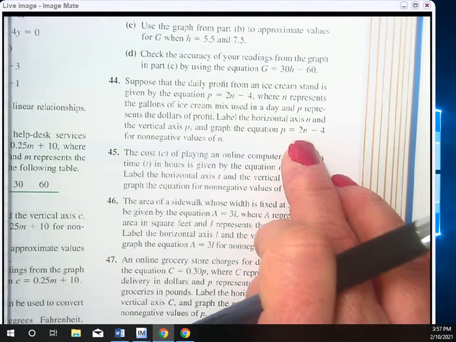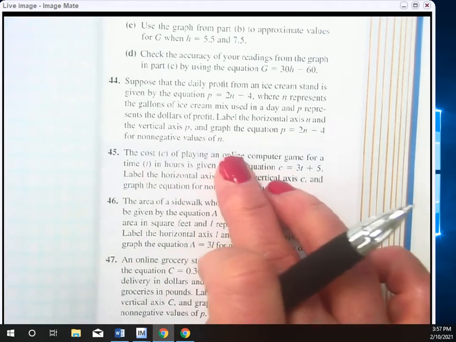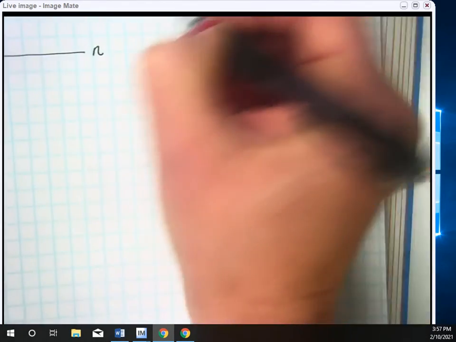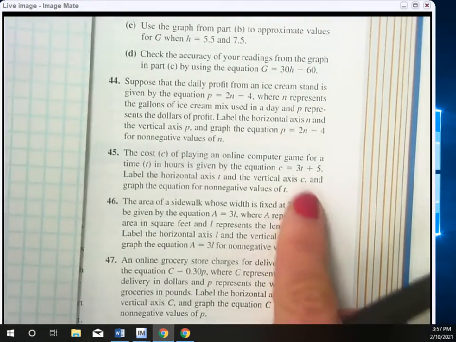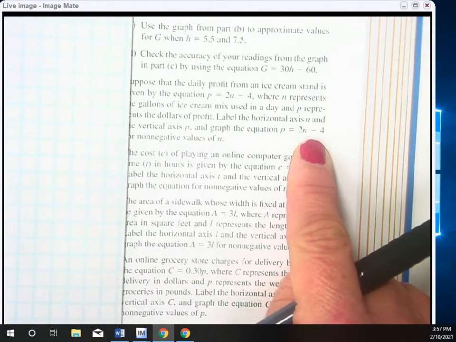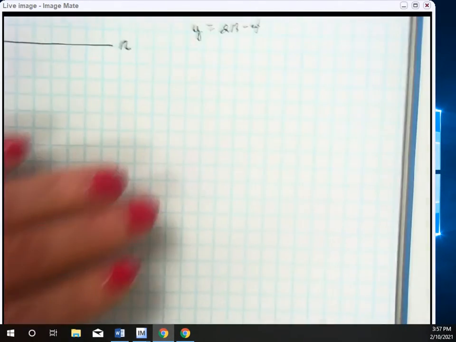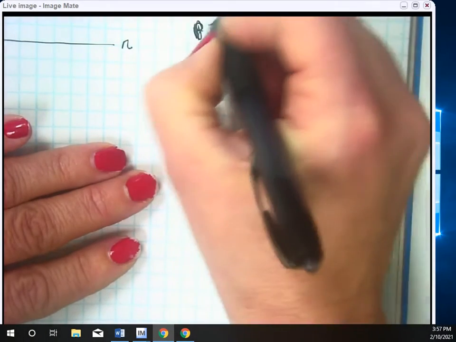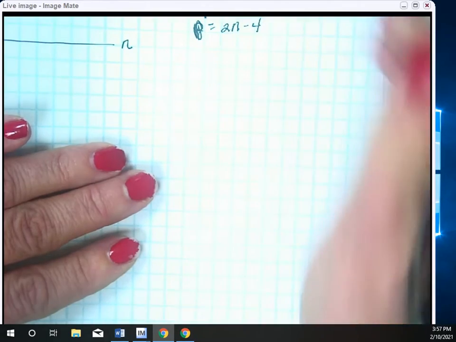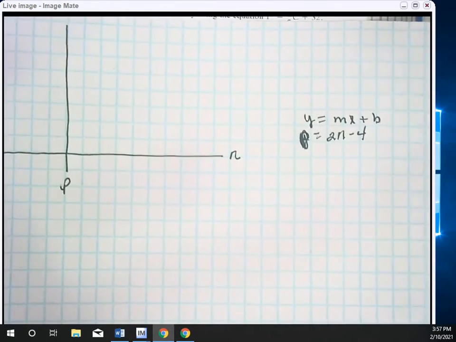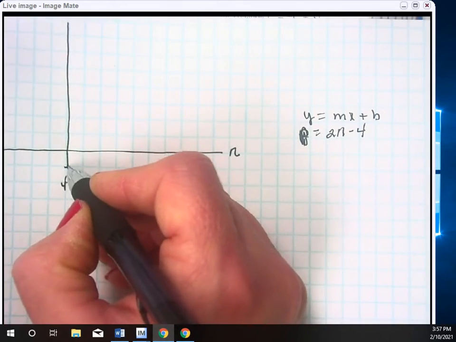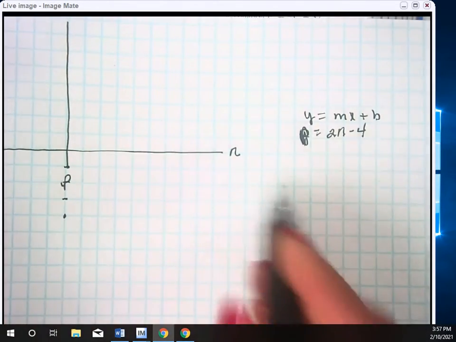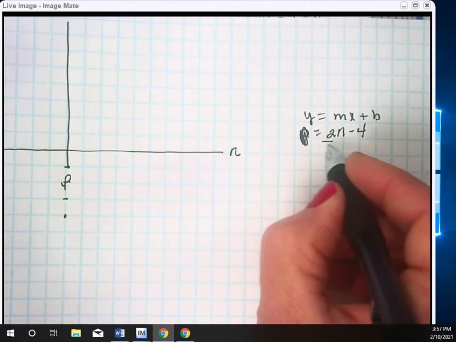Graph the equation P equals 2n minus 4 for non-negative values of n. In the case of 2n minus 4, we notice that we have one variable on a side by itself. It looks like y equals mx plus b. And you can't see any of what I'm writing. I am so sorry. Our y-intercept says, hey, start at -4, 1, 2, 3, 4, and do what the slope says. The slope is 2 over 1.